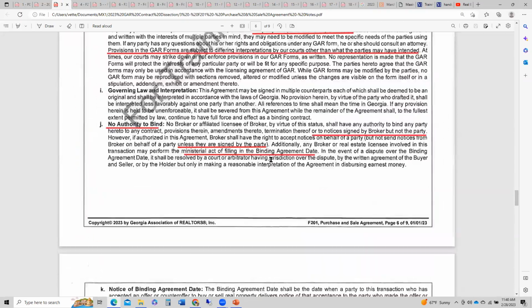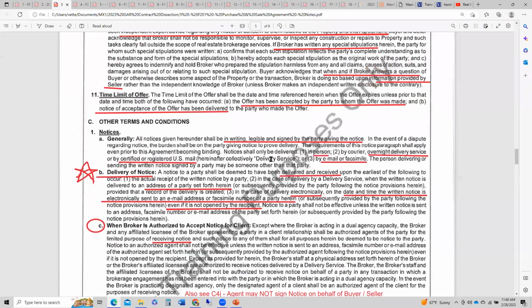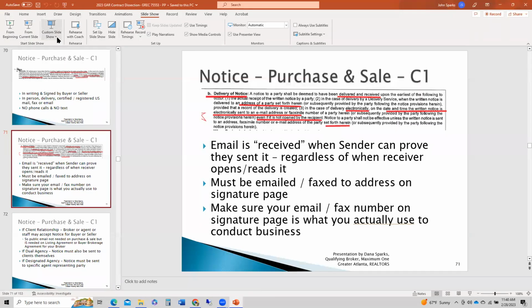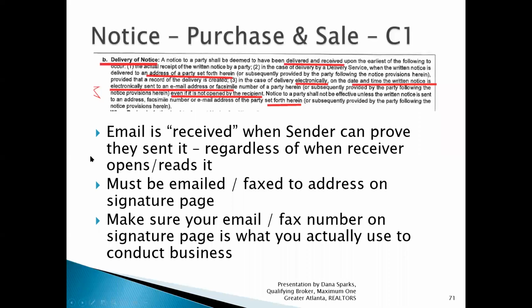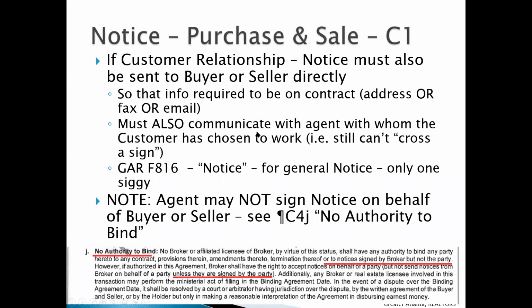And then just one more quick thing on notice, because this has come up actually this week in our brokerage. If you are working with your public as a client, then you may accept notice and you might send notice, but it goes on to say that it has to be the signature of the buyer and the seller.